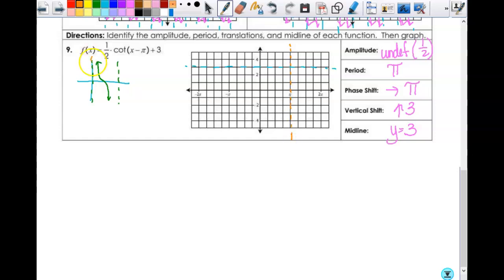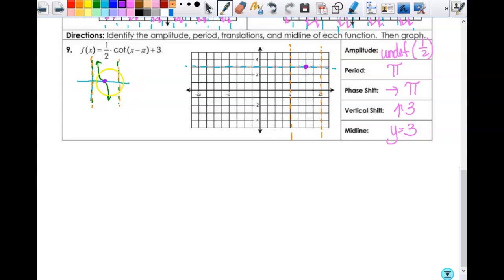That's this one. Then the last one would be at the end of the period. The period is pi, so I go to pi, but then I have to shift to the right pi, so I end here. That's the beginning and the ending of that period. Then halfway between these two asymptotes is a 0. So remember, my midline is like my new x-axis. So halfway between these two, I have a 0.